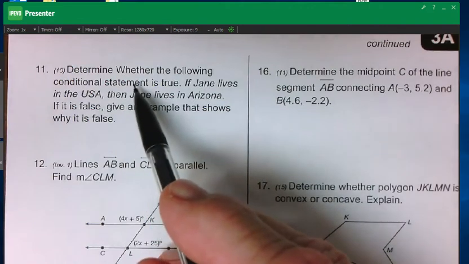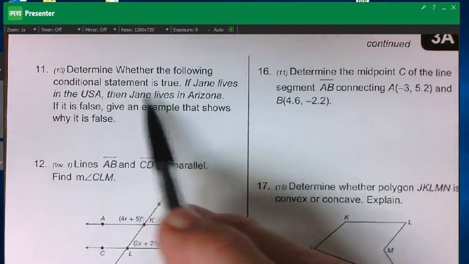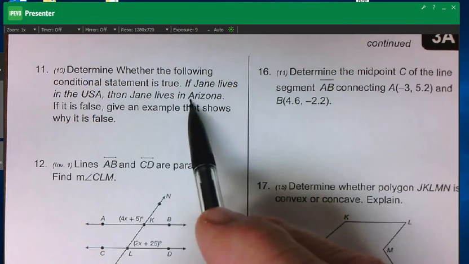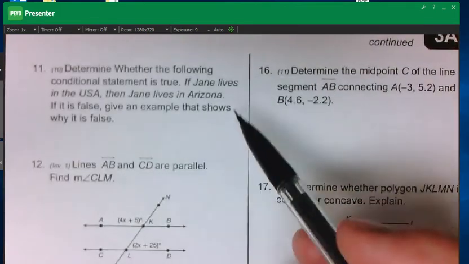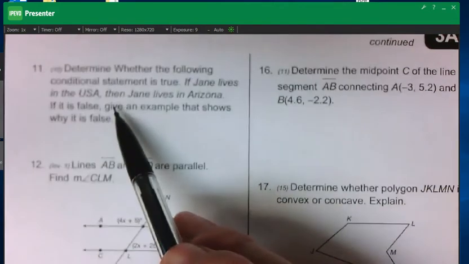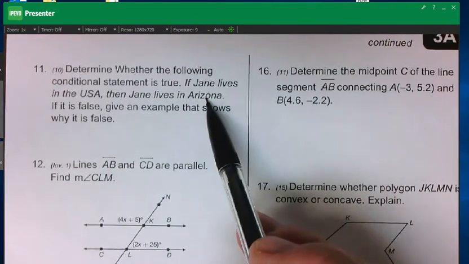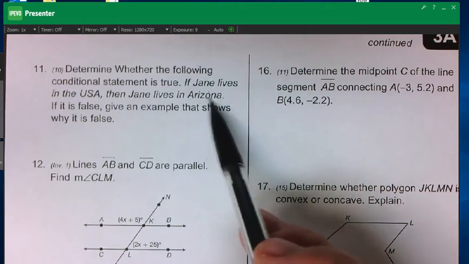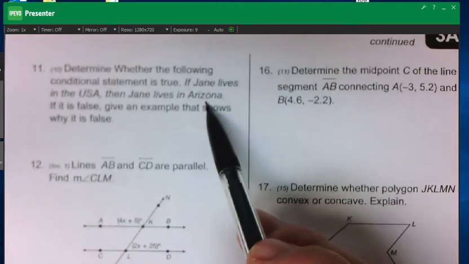Number 11, we need to determine whether this conditional statement is true. If it's false, give an example. So an example would be a counterexample. If Jane lives in the United States, then Jane lives in Arizona. Okay, of course that's possible. She could live in Arizona. She would be in the United States.